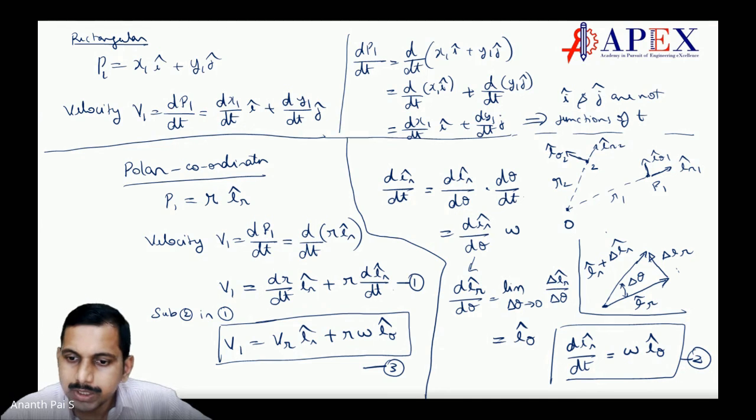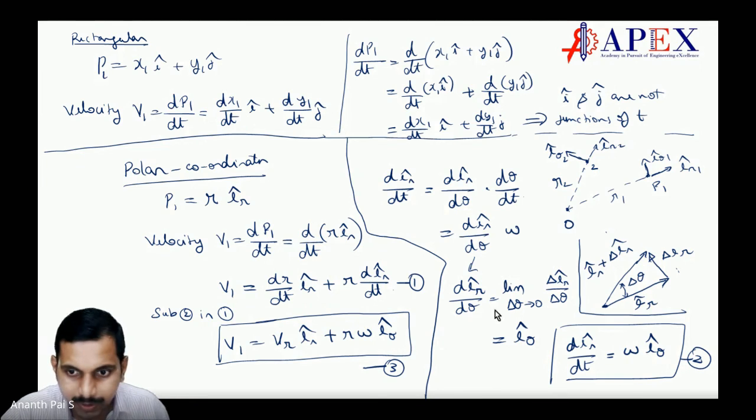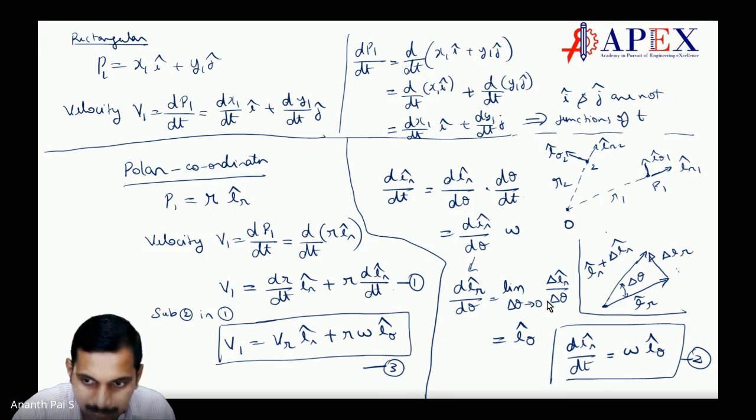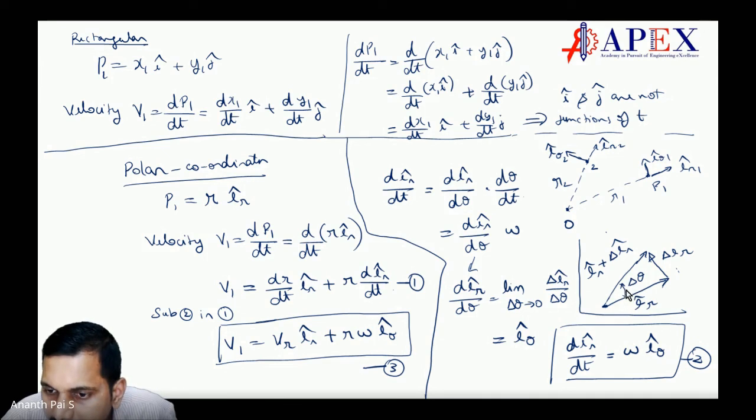Sir, der by d theta is equal to limit. That part, can you please explain once again? This is the definition of differentiation. This particular thing is the definition of differentiation. The definition is limit delta theta tending to 0, delta er by delta theta. Correct? Then e theta, how does it happen? It becomes e theta because delta theta tends to 0.